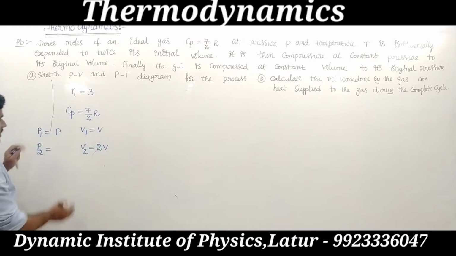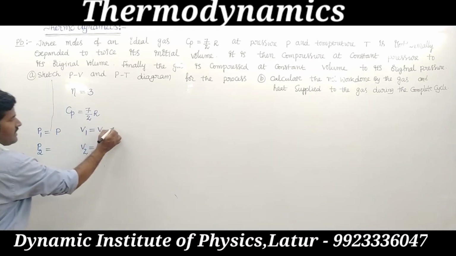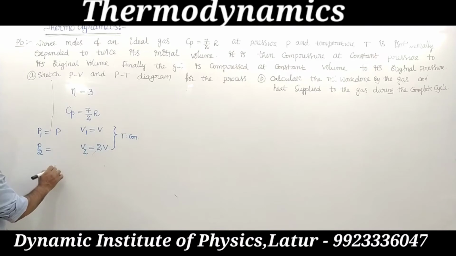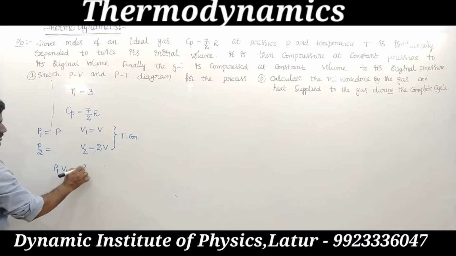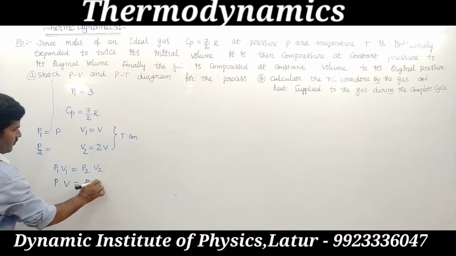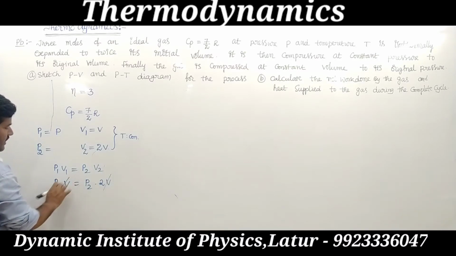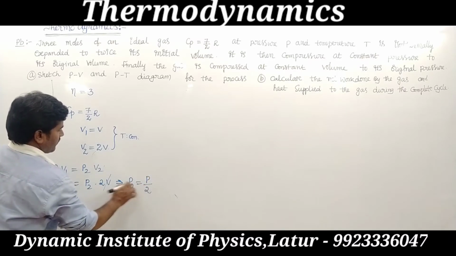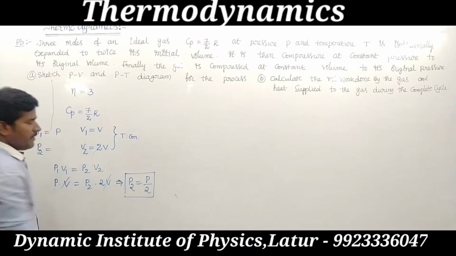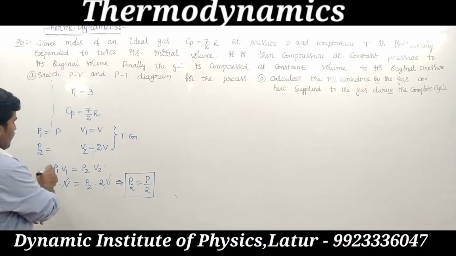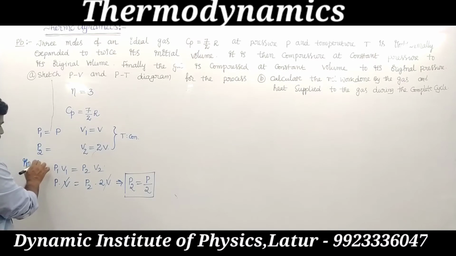But this is an isothermal process. Isothermal process means in this condition temperature remains constant, so P1 V1 equals P2 V2. P1 is P, V1 is V, and V2 is 2V, so V is cancelled. Then P2 is written as P by 2. That means this is an isothermal process.